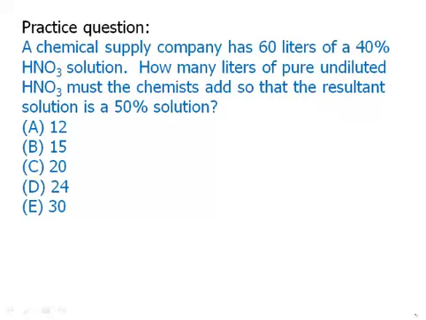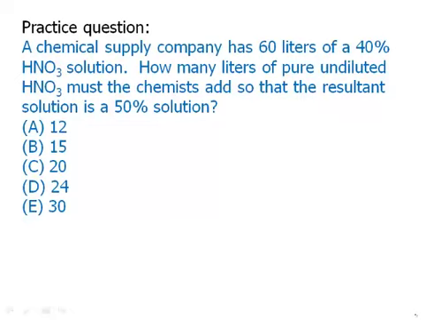A chemical supply company has 60 liters of 40% of some chemical. That chemical happens to be nitric acid. You don't need to worry about that. How many liters of pure undiluted acid must the chemists add so that the resultant solution is a 50% solution? So we're going to add solute to increase the concentration, and we want to increase it to 50%.